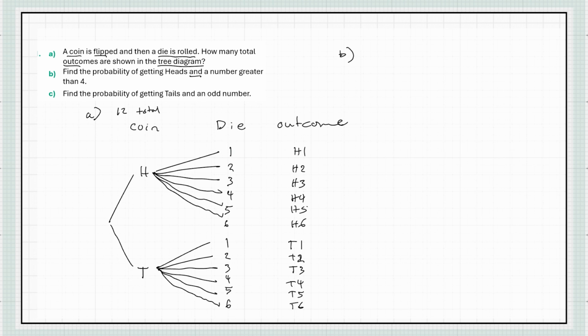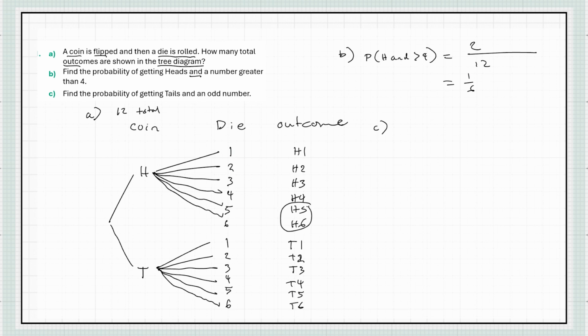So when we look at these, what are our favorable outcomes? Our probability of heads and greater than 4 is going to be equal to our favorable outcomes divided by our total. Our total is 12, and our favorable outcomes, what are heads and greater than 4? Well, it's only these two here. So it's 2 out of 12, which is equal to 1 out of 6.